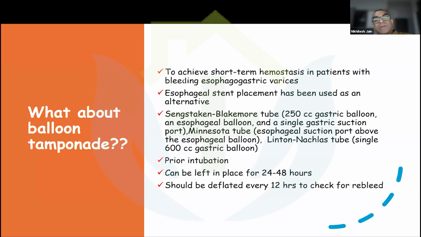Ideally, a patient should be intubated prior to this procedure, and this balloon can be left in place for 24 to 48 hours. It should be deflated every 12 hours to check if there is any rebleed.